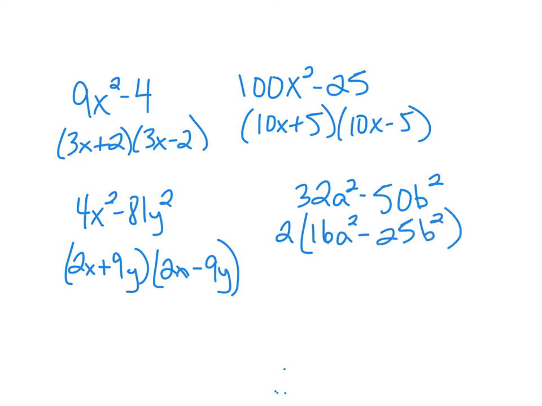Now that I've taken out that 2, I can see that this looks more like the other problems that I had, because 16 and 25 are both perfect squares. So this would be 2 times 4a plus 5b times 4a minus 5b. So it still factors, it's just you had to take out a common factor first before you could see your perfect square numbers and recognize that it really was a difference of squares.